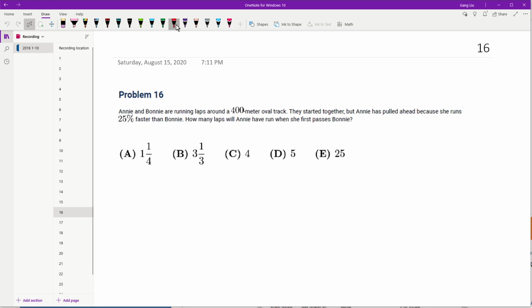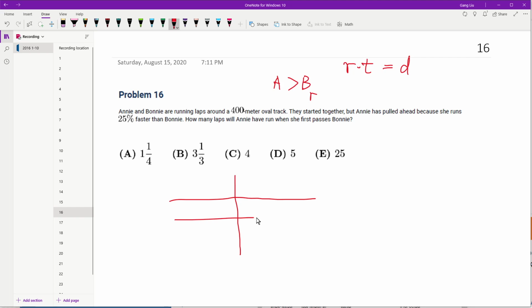So Annie runs faster than Bonnie, and let's say that the speed of Bonnie is r. Let's use the formula r multiplied by t equals distance. So what we got is that, drawing the table, let's use the 400. So the distance, time, rate, and this is cases.